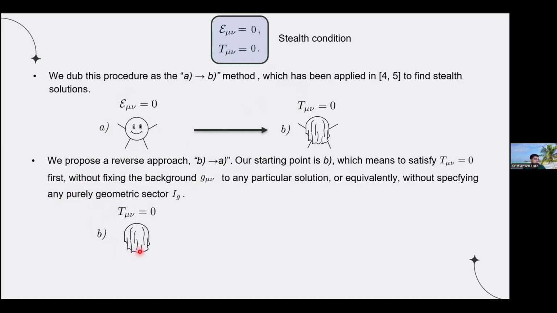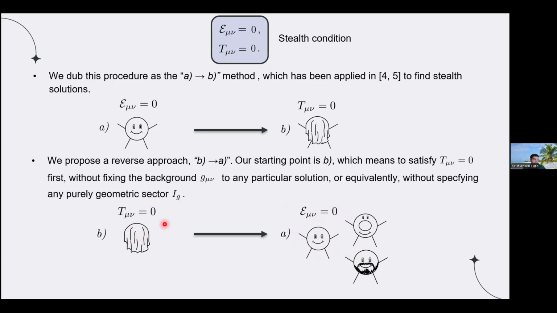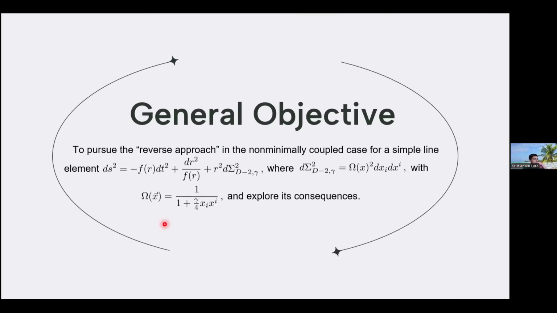So basically one aims to find T_μν equal to 0, the dress, and then you can find your favorite geometry that supports this. However, the map is not bijective, and this is a result that we will put in our article: the mapping is not bijective. Why? Because one can find a different geometry that supports the same stealth configuration. In this sense, we are now in position to define our general objective, which is to pursue the reverse approach.